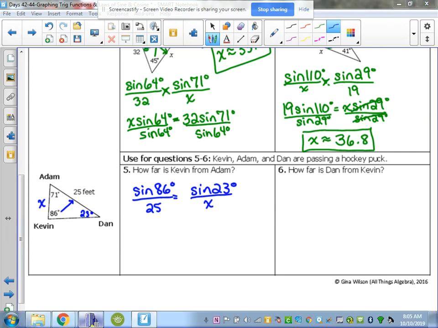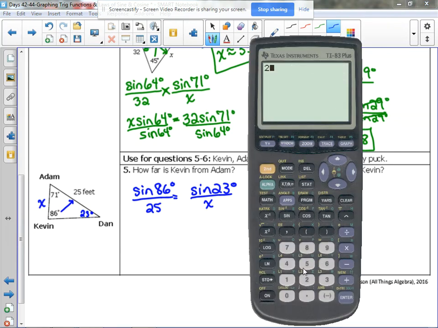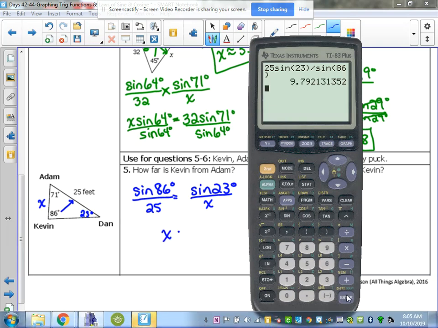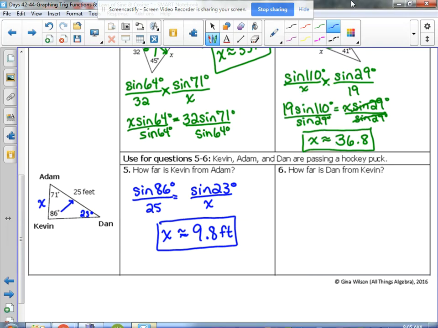I'm going to save myself a little writing here. I think we're getting the hang of what happens. 25 times the sine of 23, and then we're going to divide that by the sine of 86. If you need to write out the steps, absolutely write them out, but I'm just going to skip them right there. 9.8. Anytime you're doing a real world application problem, make sure that you put those units on there. So the Adam to Dan distance was measured in feet, so that means our answer is in feet.